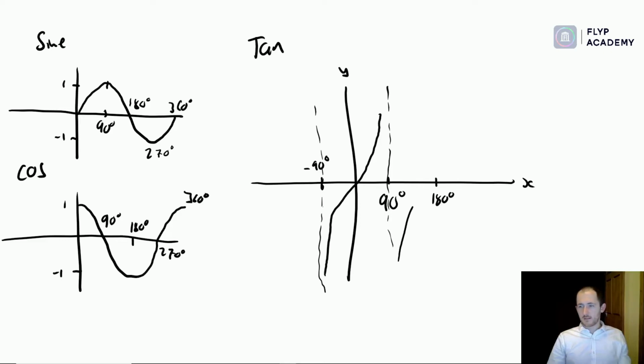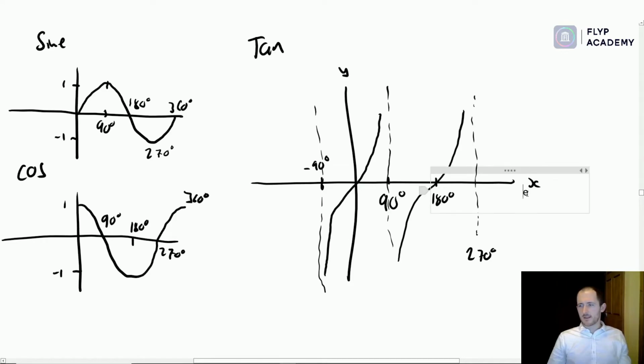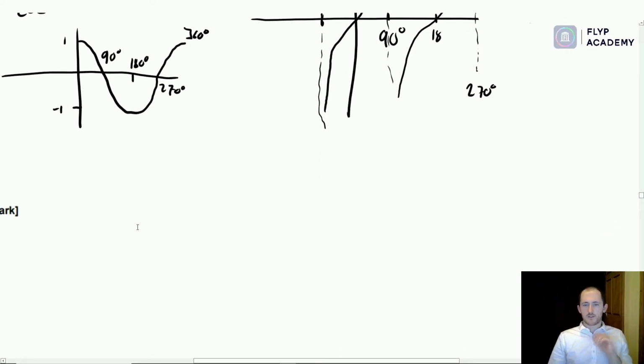So again, like this, right? And that would be 270 degrees. Okay, so it is literally the exact same thing over and over and over again. Hopefully that makes sense.